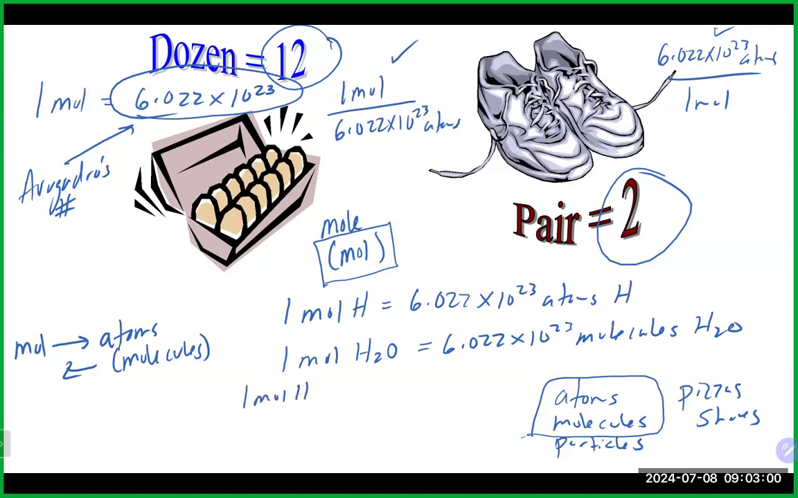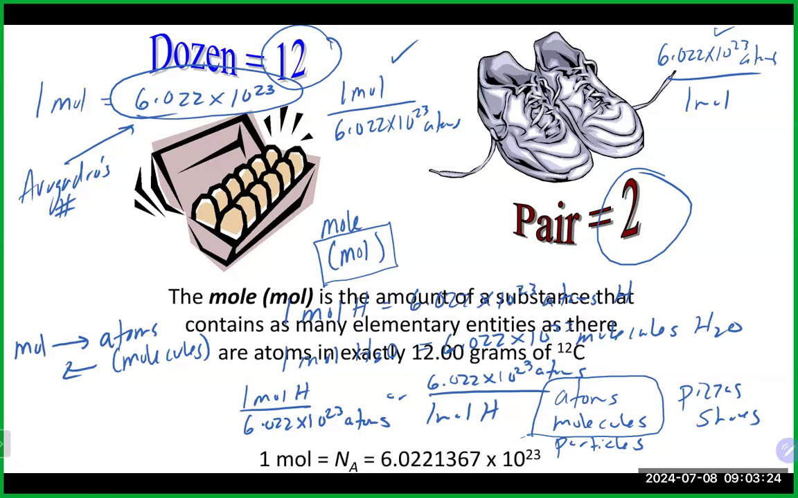1 mole of hydrogen is 6.022 times 10 to the 23 atoms, and 6.022 times 10 to the 23 atoms is 1 mole of hydrogen. And you can do the same thing with water. And again, basically we're going to use Avogadro's number as a conversion factor.